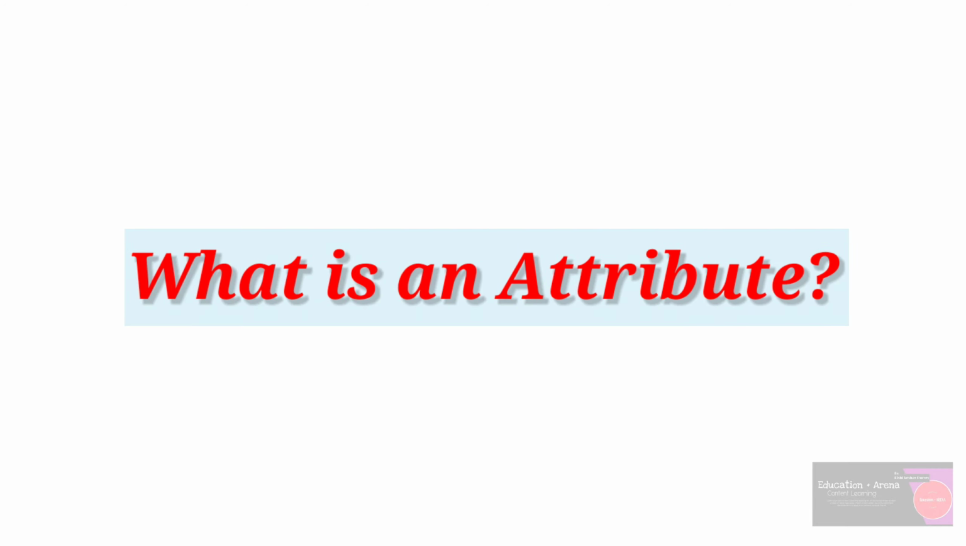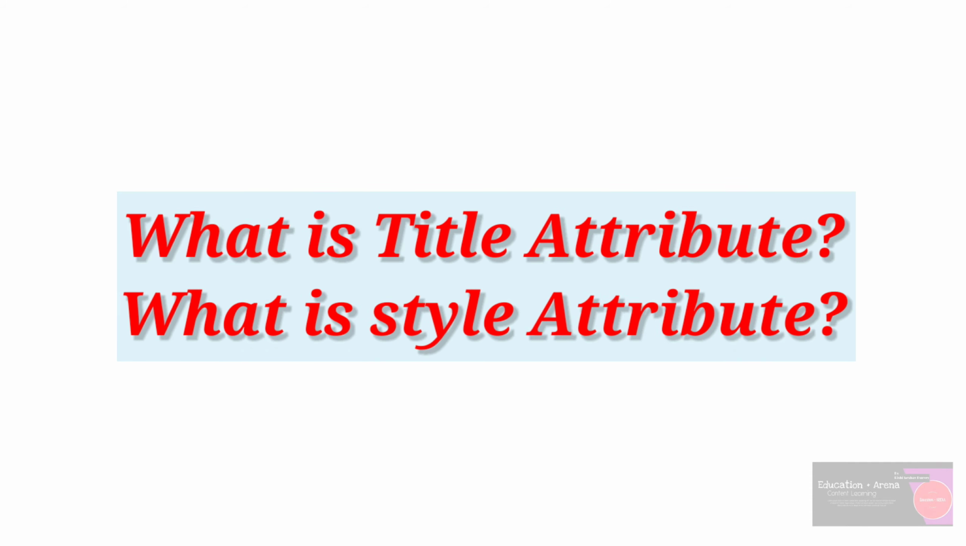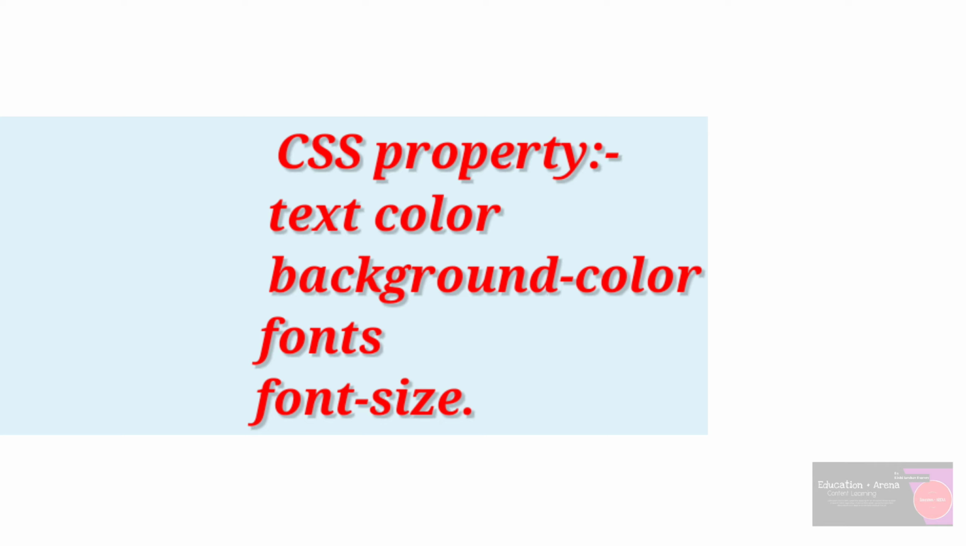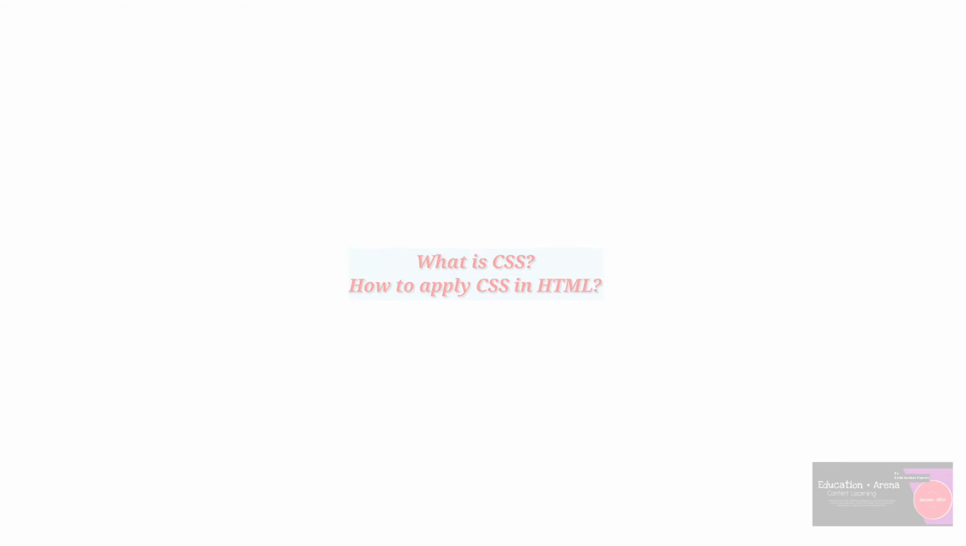In the last video we saw what is an HTML attribute, how to use attributes in HTML, what is the title attribute, what is the style attribute, and we also saw some CSS properties like text color, background color, fonts, text size and many things. In this video we will see what is CSS and how to apply CSS in our HTML code. All things we will discuss in this video.